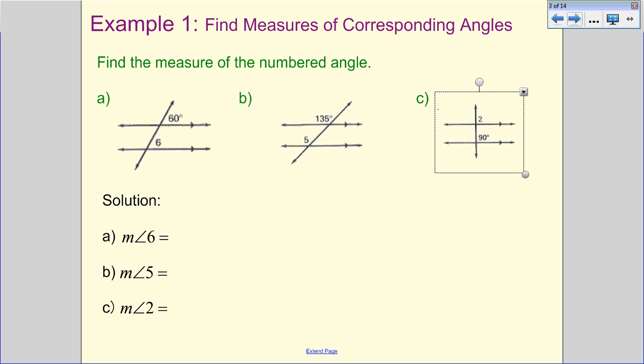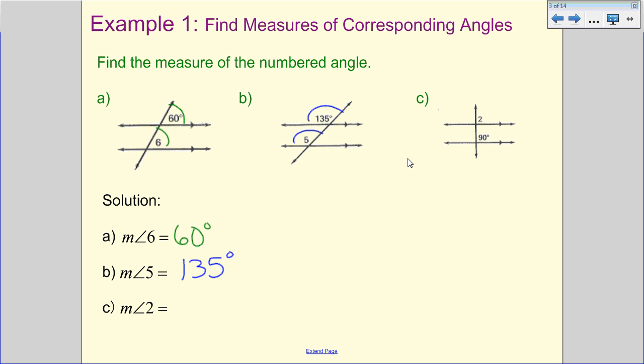Find the measure of the numbered angles. So I need to find the measure of angle 6. Angle 6 is here. Its corresponding angle is up here, which happens to be 60 degrees. So the measure of angle 6 is 60 degrees. Angle 5 is right here. Its corresponding angle has to be above and to the left, which is right here. So it's 135 degrees.